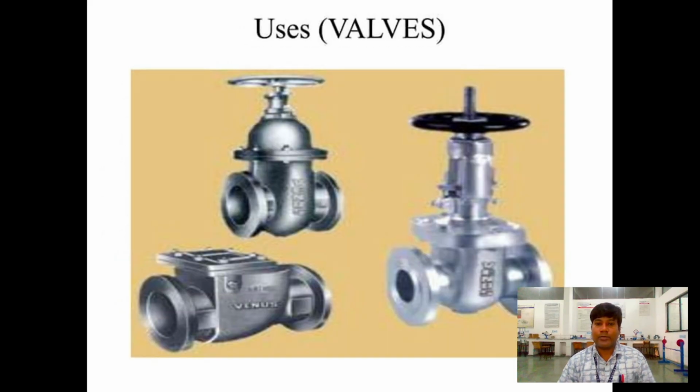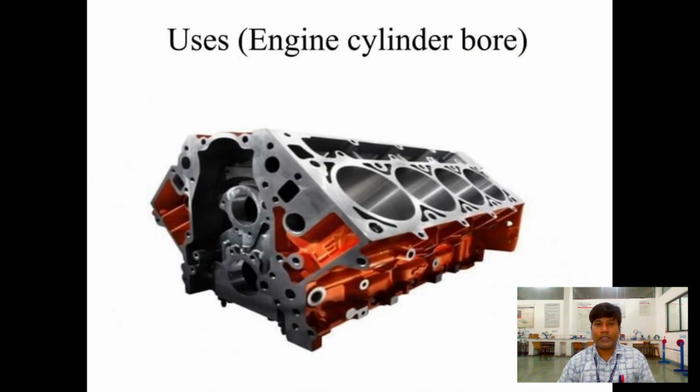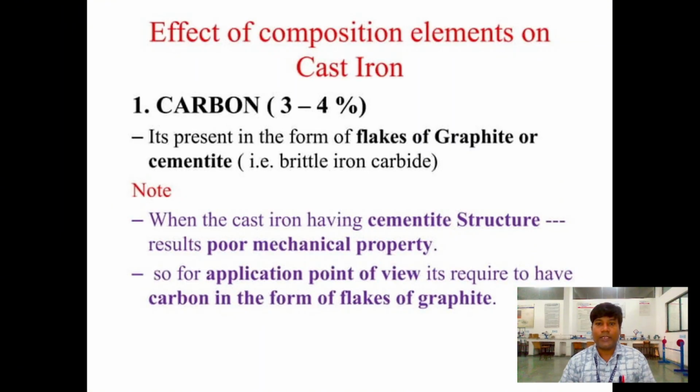Here is an example of various kinds of walls which are made of cast iron, and this is a cylinder bore, or you can say an engine block, which is used in various vehicles. Effect of composition elements on cast iron. We have already discussed that carbon, silicon, manganese, phosphorus can be added to the iron so that it can enhance the mechanical properties. First we consider carbon, that is 3 to 4%. It is present in the form of flakes of graphite or cementite, a brittle iron carbide.